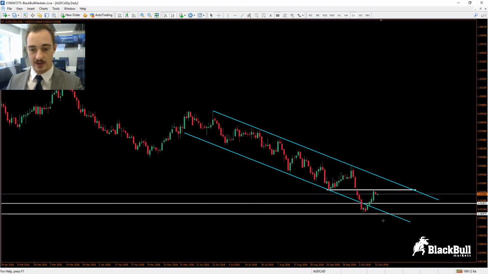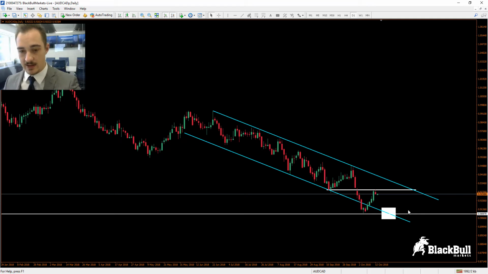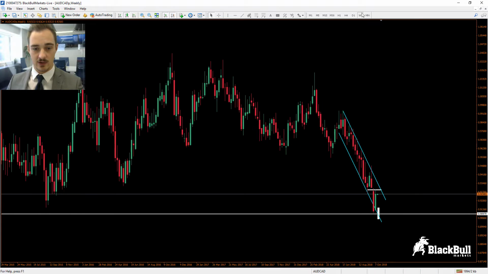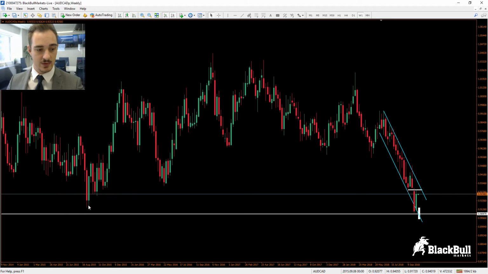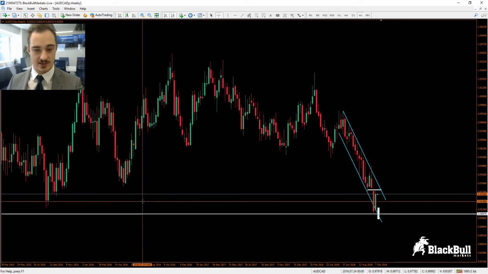This right here could be a key area where these lines do meet up. I'll just get rid of that. You can see that is a potential area for us, around the 0.909 level. And then if we look on the weekly, you can see we have also come back. You can see that was a low we had back in August 2015, so it has retraced back into it.